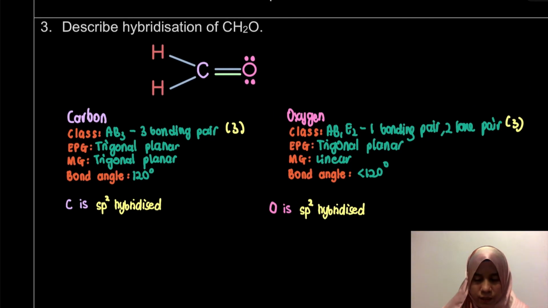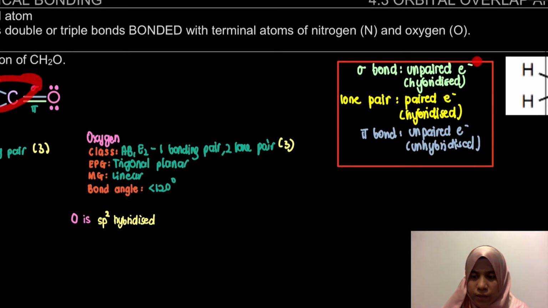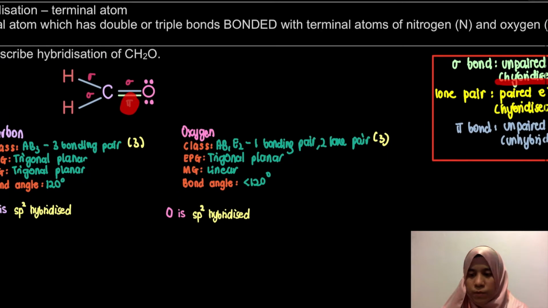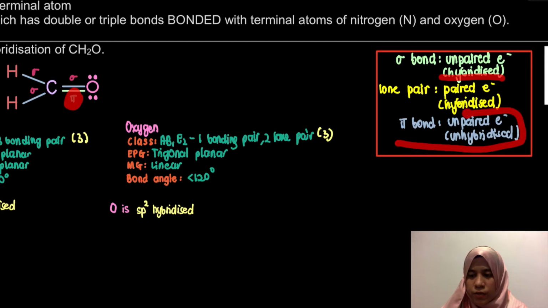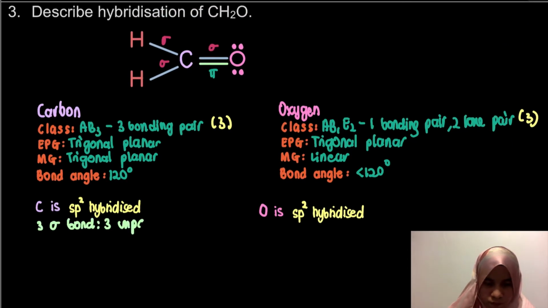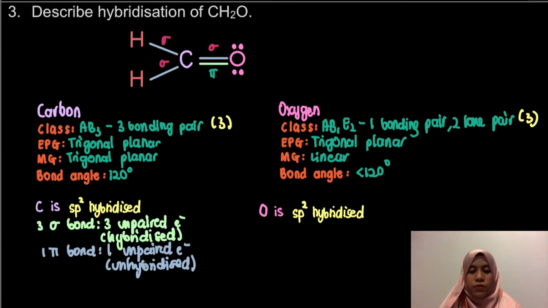Our carbon has 1, 2, 3 sigma bonds. Then it has 1 pi bond. So if it has 3 sigma bonds, what it means is that it must have 3 unpaired electrons where it will be hybridized. But it also has 1 pi bond, right? So the pi bond must be an unpaired electron where it will be unhybridized. Okay, so this is for the case of carbon.